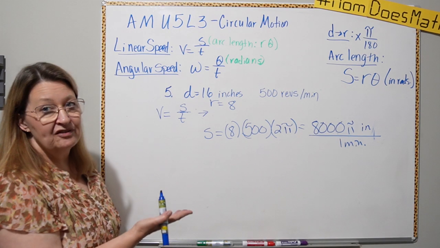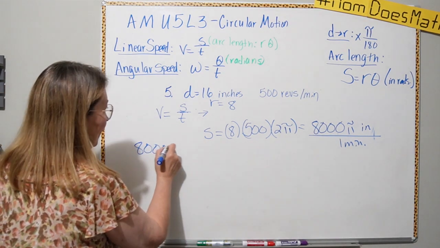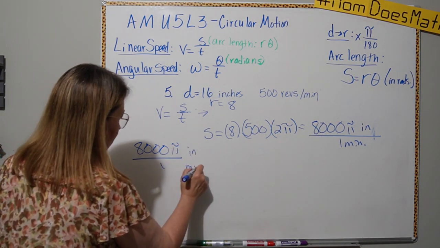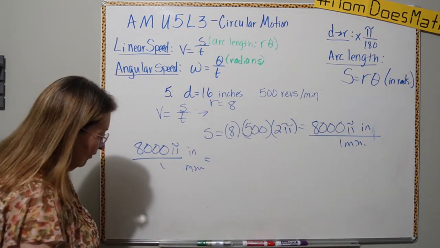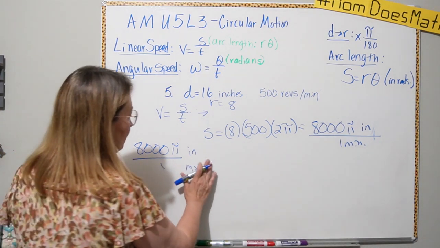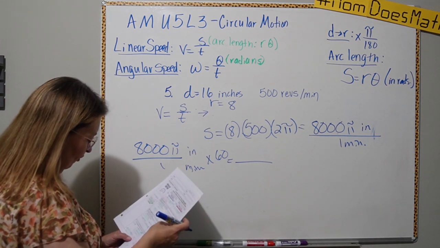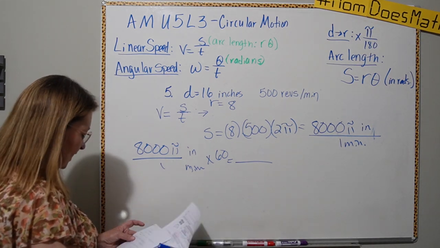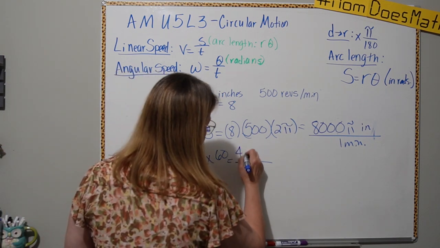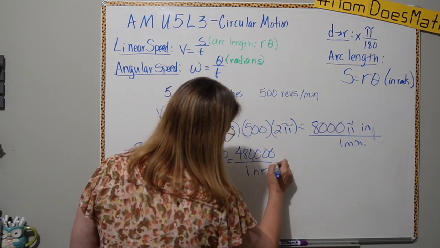Now, that's actually the answer. It's just not in the right format. So how do you convert 8,000 pi inches per minute to miles per hour? Well, first let's just convert it to an hour. How many minutes are in 1 hour? 60. So if we multiply this times 60, that's going to change it to an hour. And when you multiply 8,000 times 60, that is going to get you 480,000. And so that's every hour.